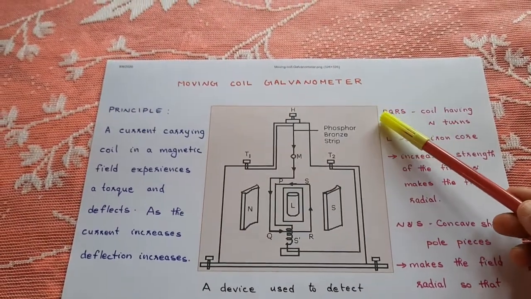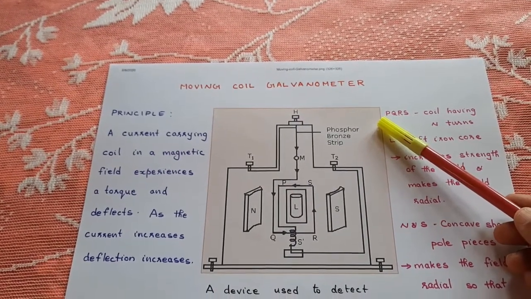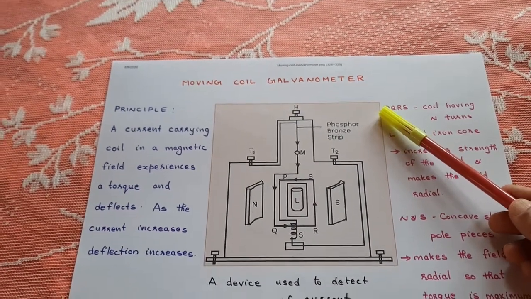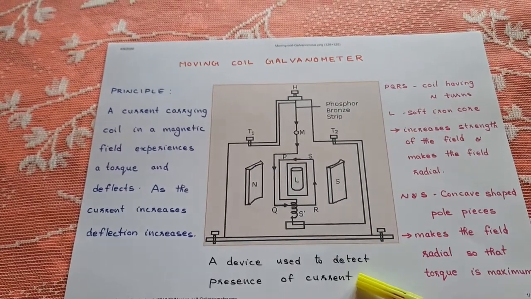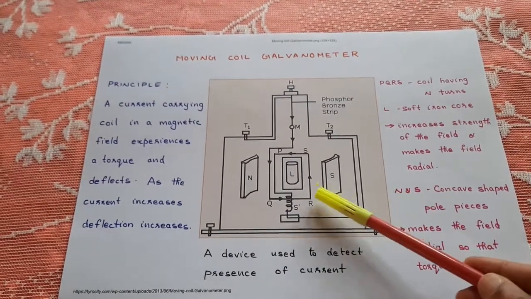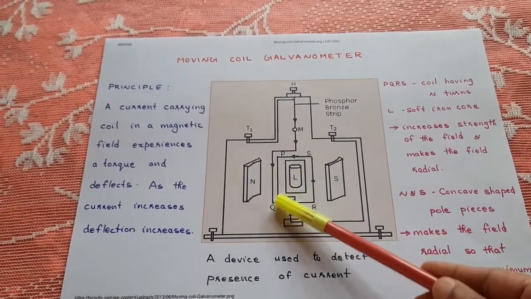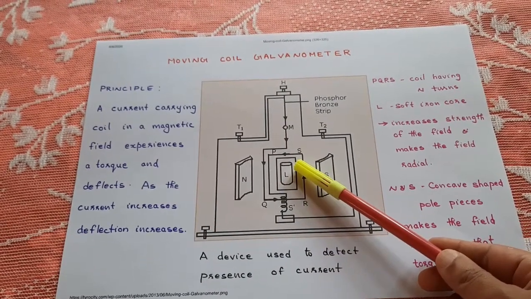In this class, let us learn moving coil galvanometer. Galvanometer is a device used to detect the presence of current. It consists of a rectangular coil PQRS having large number of turns.